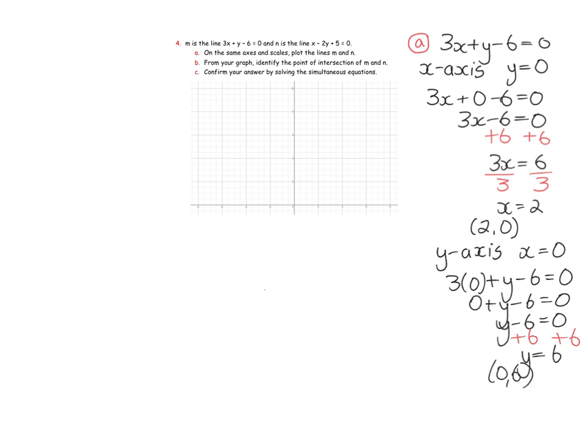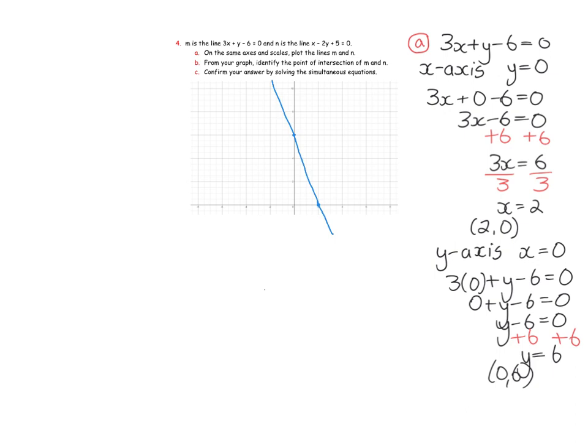Plotting those 2 points, we have (2, 0), so that's going to be right here. And we also have (0, 6), which is going to be here. Then we join those two together, which again you should be doing with your ruler. And when you join it together, you should get something similar to this.